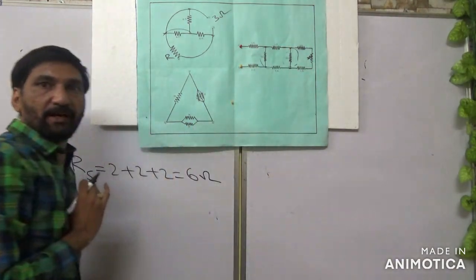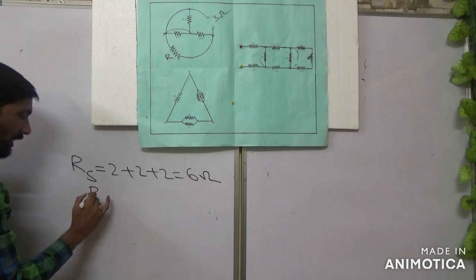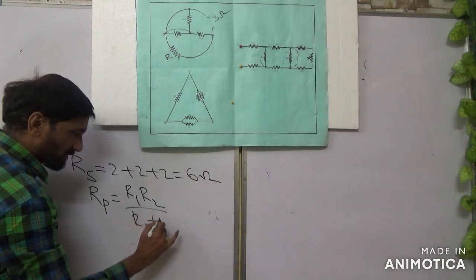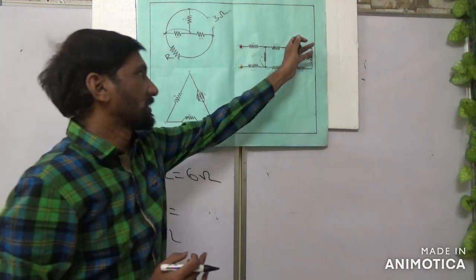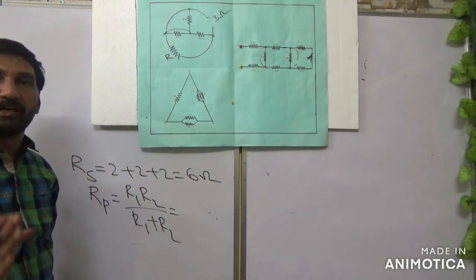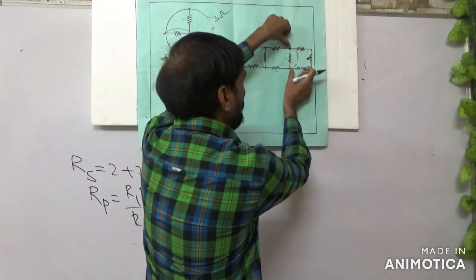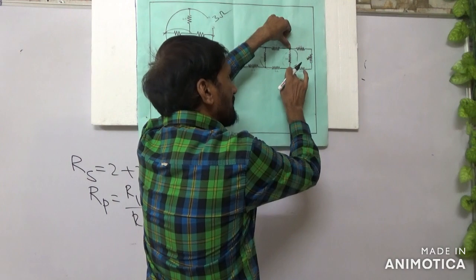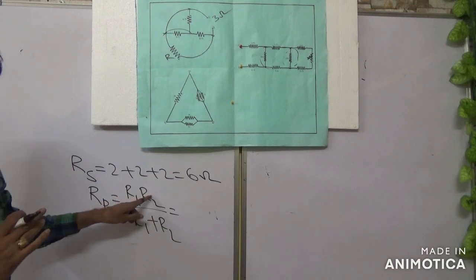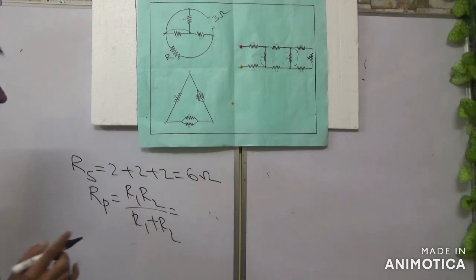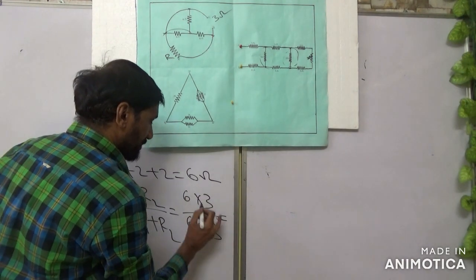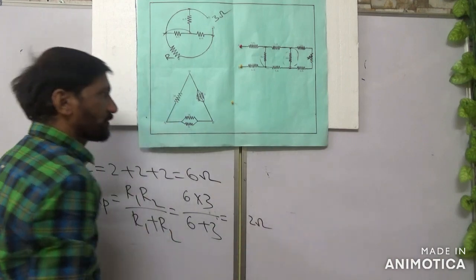Next to it is a parallel combination. So Rp is equal to R1 R2 by R1 plus R2. So the total 6 is treated as one resistor, and this is another resistor. What is their effective resistance? The two joints are the same, this 3 and this 6 share the same joints. So whenever two joints are the same, it is a parallel combination, R1 R2 by R1 plus R2. So one is 6, another one is 3. So 18 by 9, nothing but 2 ohm.